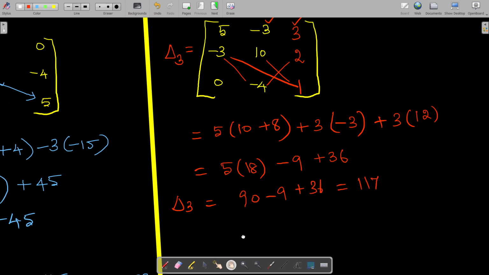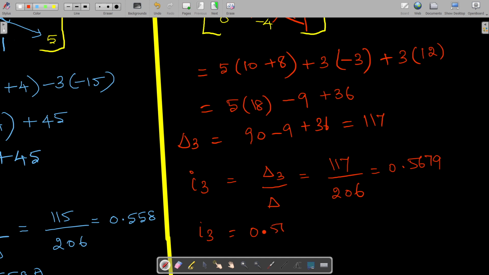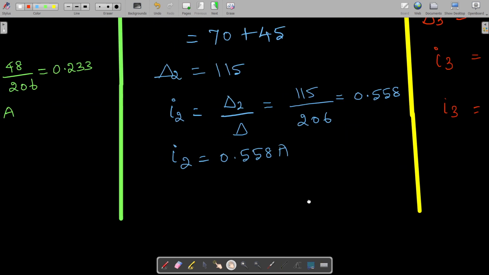So what is I3? I3 is equal to del 3 divided by del, that is equal to 117 divided by 206. So this is equal to 0.5679. So this I3 is equal to 0.5679 amps. So let's summarize these answers we got.